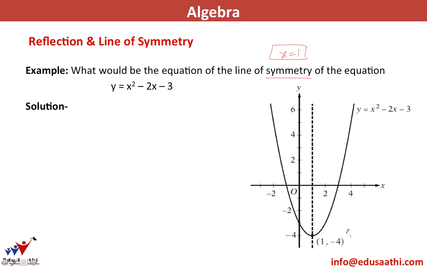Or I can find the coordinates of the vertex. If you remember, this was given by minus b by 2a and minus d by 4. So I can just look for this value only. Minus b by 2a is 1. So x is equal to 1 is the equation of the line of symmetry.